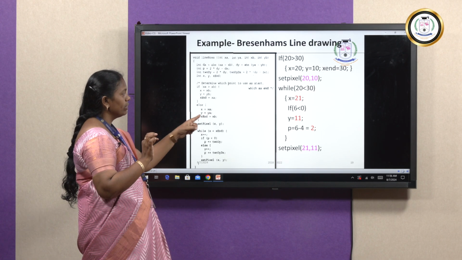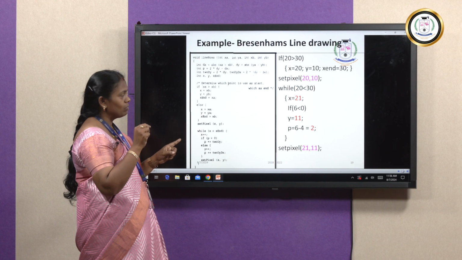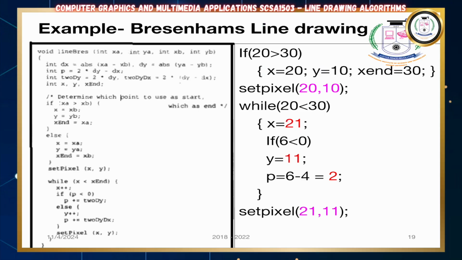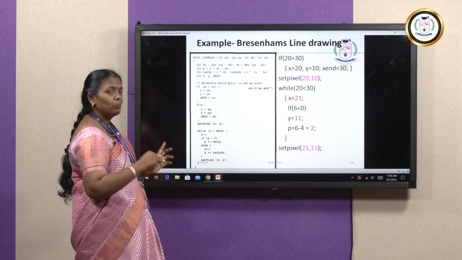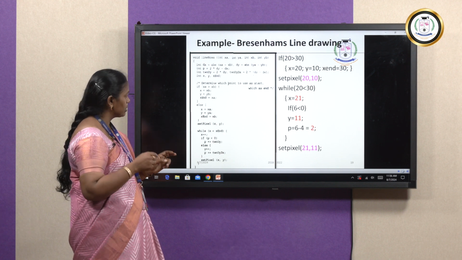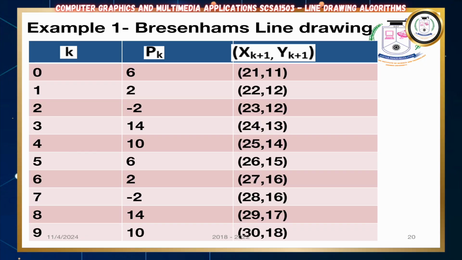If the condition is satisfied, the p value is substituted as p plus 2dy minus 2dx, and whatever value we get according to the condition will be assigned as the set pixel value. Here in this case we get 21 comma 11. So the loop will be repeated till delta x times. See the example, see the table, it will be clearer.